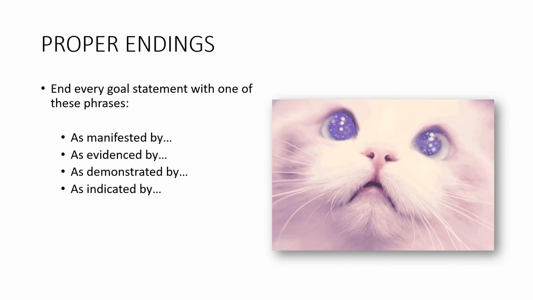Proper endings. End every goal statement with one of these phrases. As manifested by, which means as created by this person. As evidenced by, which means showing proof of through this. As demonstrated by, which means a person has shown you. And then as indicated by, which means, again, proof. Like, we are seeing that these things have happened, therefore we know that these things have happened.